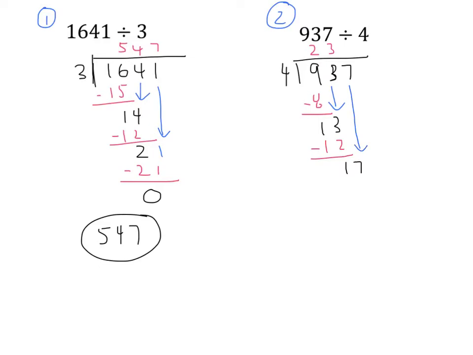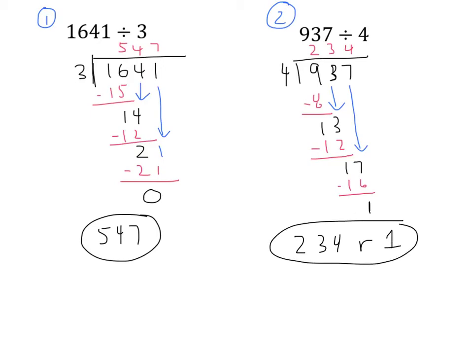So now we got to think, how many times does 4 go into 17? Well, it doesn't go into 17 perfectly. 4 goes into 17 4 times. 4 times 4 is 16. And then I have 1 left over. And you may have seen this written a couple ways. In elementary school, one way you saw this written is 234 with a remainder of 1. That's one way you probably saw it written.